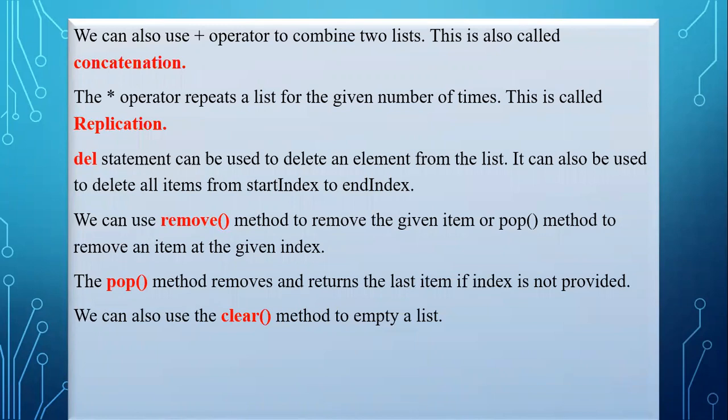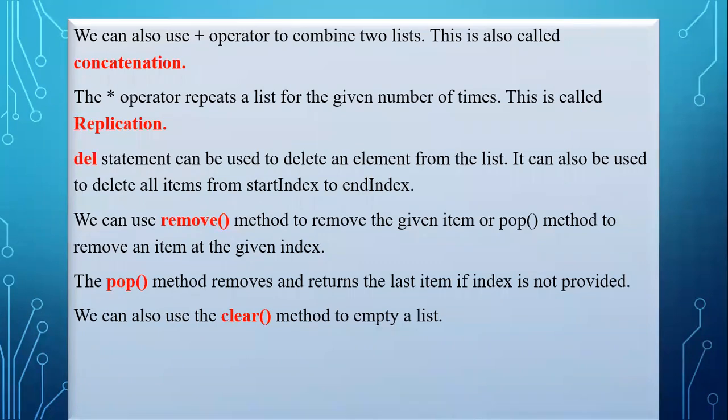Now we learned how to add new elements to the list or change the existing values. Now we are going to learn how to delete values from the list, either single items or groups of items. Mainly we have the DEL keyword, called the DEL statement, which can be used to delete an element from the list, and it can also be used to delete all the items from the starting index to the ending index. So a range of values we can delete, or a single item also, using the DEL keyword.